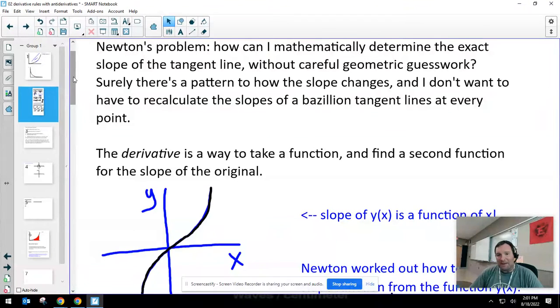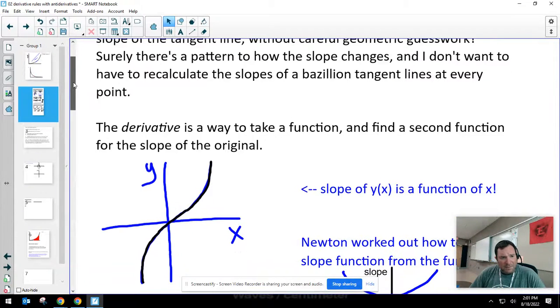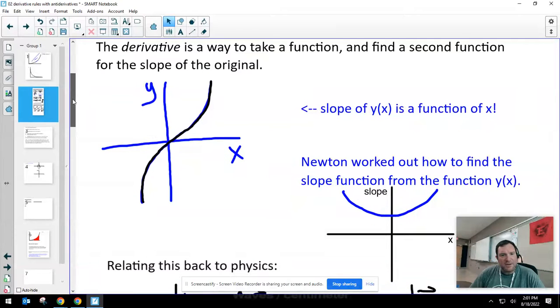And not just guessing based on what it looks like, but doing some careful geometry. Like, there's got to be a pattern to how these slopes change. And I don't want to have to redo this over and over and over again at every single point. There's got to be a better way, is what Isaac Newton is thinking. And the method that he and some others came up with is something that we call a derivative.